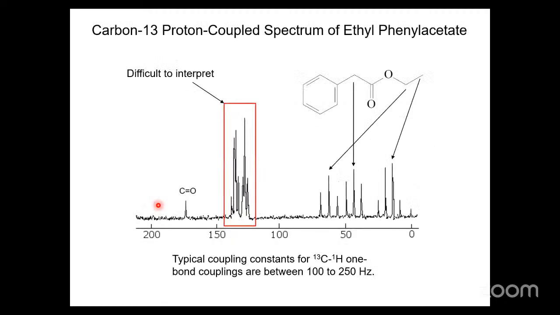So let us look at the proton coupled spectrum of ethyl phenyl acetate. The structure is given over here. This is proton coupled. So this methyl will appear as a quartet. This methylene will appear as a triplet. This methylene will appear as a triplet. And the aromatic region, due to the coupling pattern, is difficult to interpret. Okay.